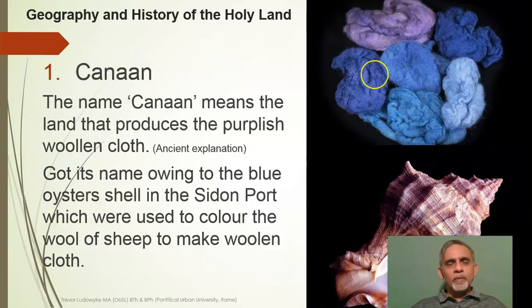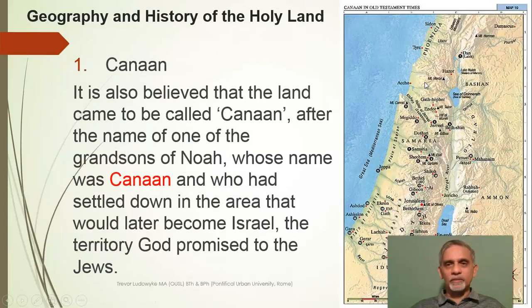Okay, what about the term Canaan? The name Canaan means the land that produces the purplish woolen cloth. So that was the ancient explanation for the word Canaan. It got its name owing to the blue oyster shell, which you can see here, which produces a purplish dye that allows them to dye the woolen cloth, and therefore the word Canaan means actually the land that produces purplish woolen cloth.